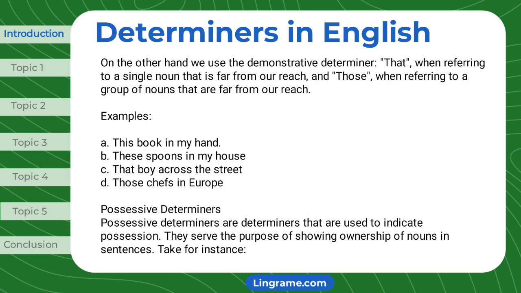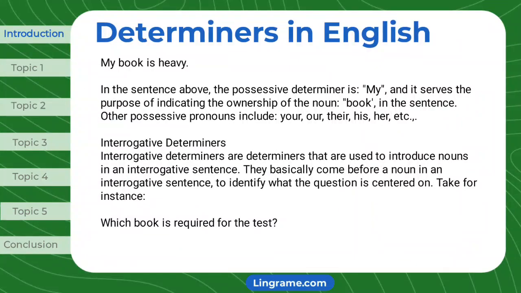Possessive determiners. Possessive determiners are determiners that are used to indicate possession. They serve the purpose of showing ownership of nouns in sentences. Take for instance, my book is heavy. In the sentence above, the possessive determiner is my, and it serves the purpose of indicating the ownership of the noun, book, in the sentence. Other possessive determiners include your, our, their, his, her, etc.